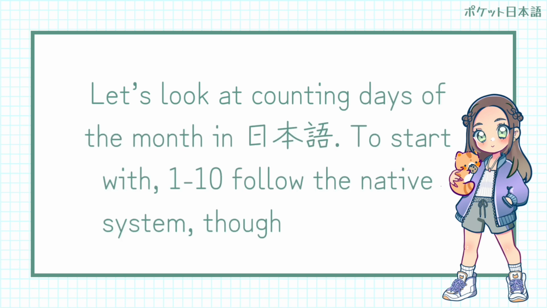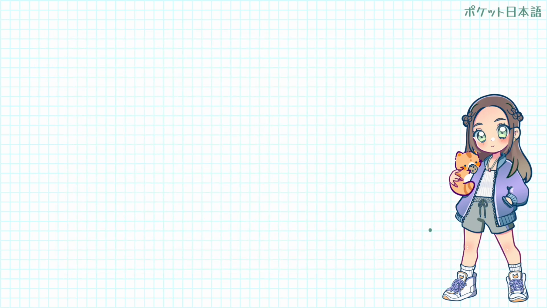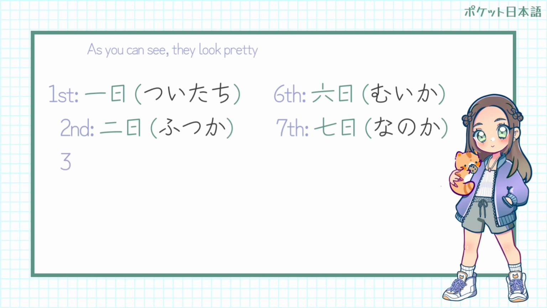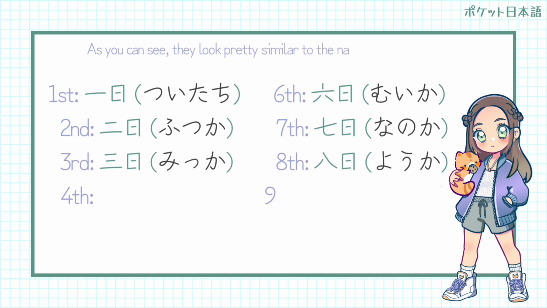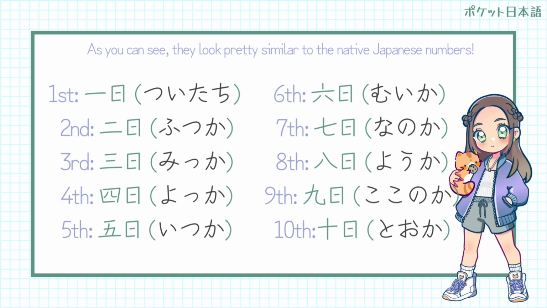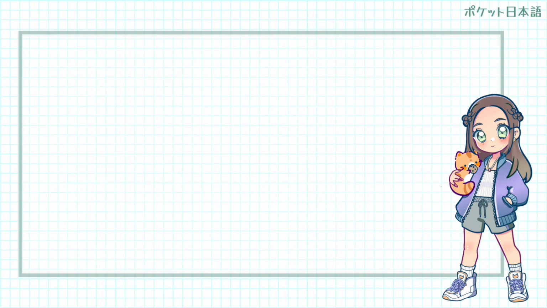To start with, 1 to 10 follow the native system, though 1 is special, it's an exception. The first, tsuitachi. The second, futsuka. Third, mika. Fourth, yokka. Fifth, itsuka. Sixth, muika. 7th, nanoka. 8th, yōka. 9th, kokonoka. 10th, tōka. You can see they look pretty similar to the Japanese native numbers, just with ka, which means day, on the end.